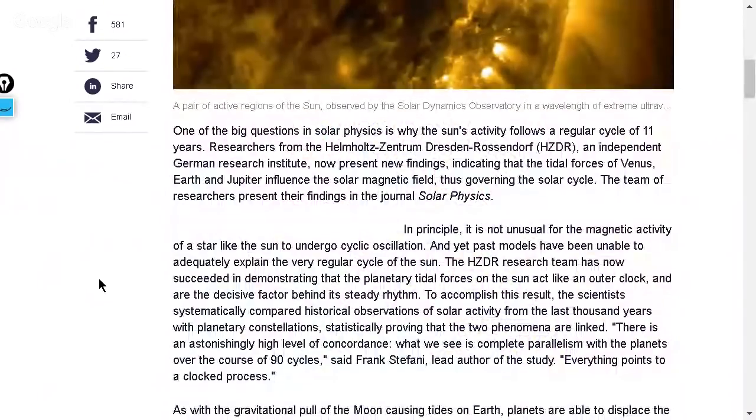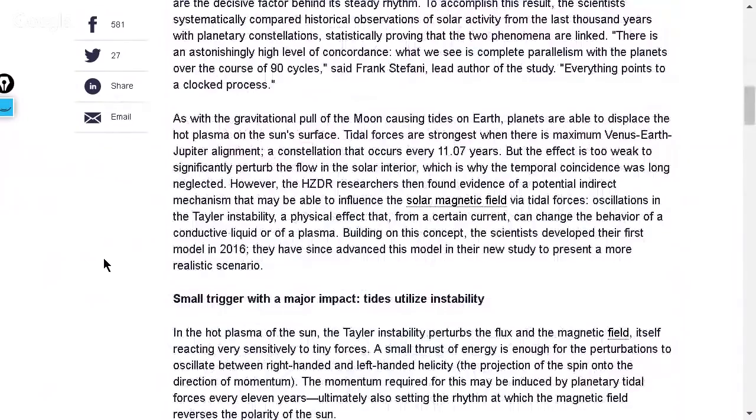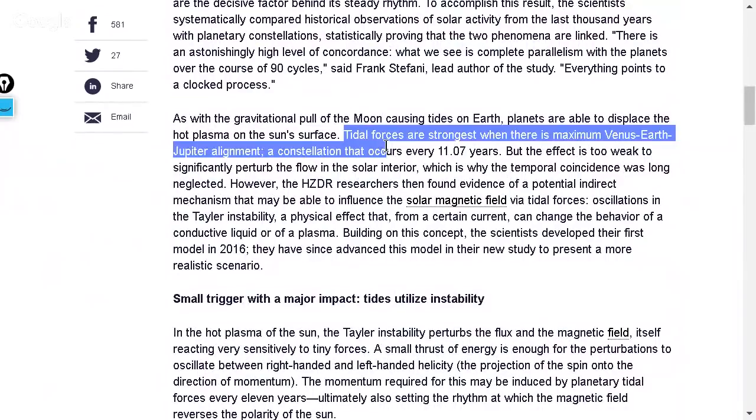Now, a lot of folks already know this, in which case, more power to you. We've talked about it on our channel before, thanks to Howard. Anyway, the tidal forces are strongest when there is maximum Venus-Earth-Jupiter alignment, a constellation that occurs every 11.7 years.